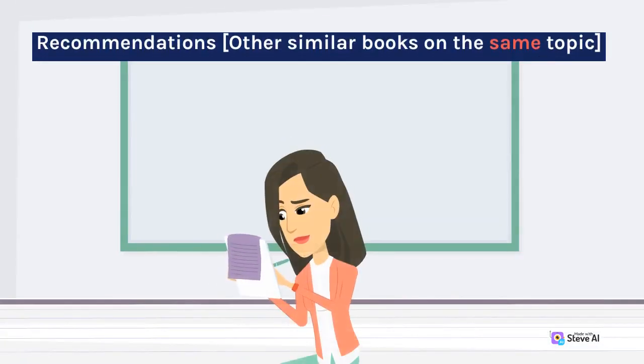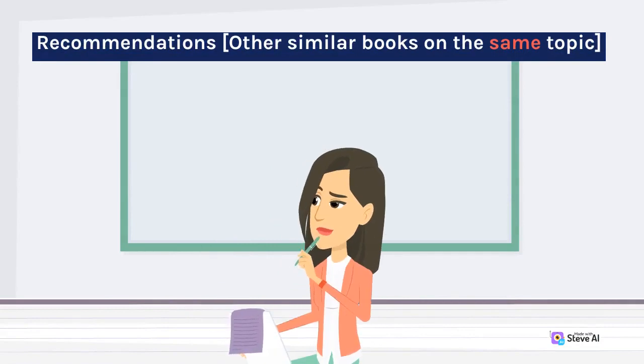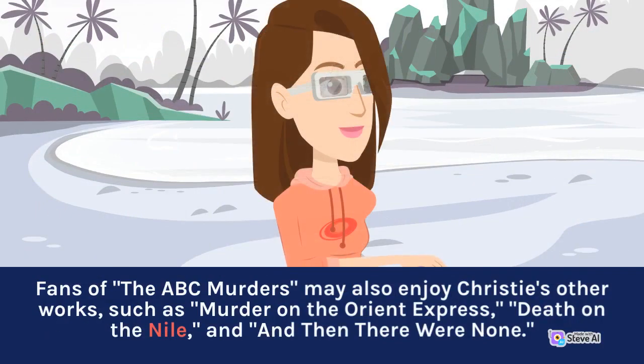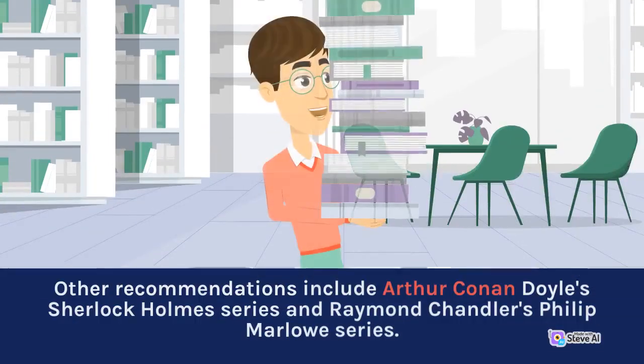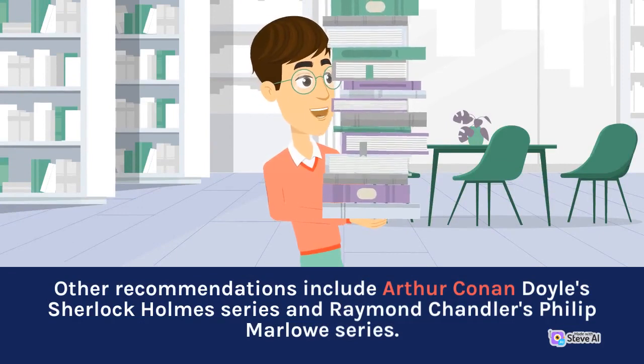Recommendations: other similar books on the same topic. Fans of The ABC Murders may also enjoy Christie's other works, such as Murder on the Orient Express, Death on the Nile, and And Then There Were None. Other recommendations include Arthur Conan Doyle's Sherlock Holmes series and Raymond Chandler's Philip Marlowe series.